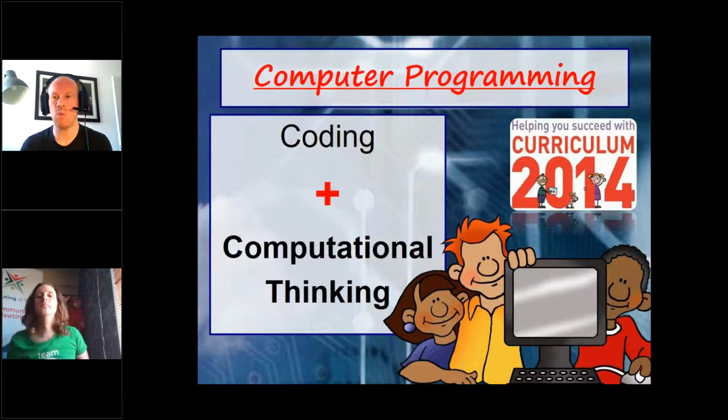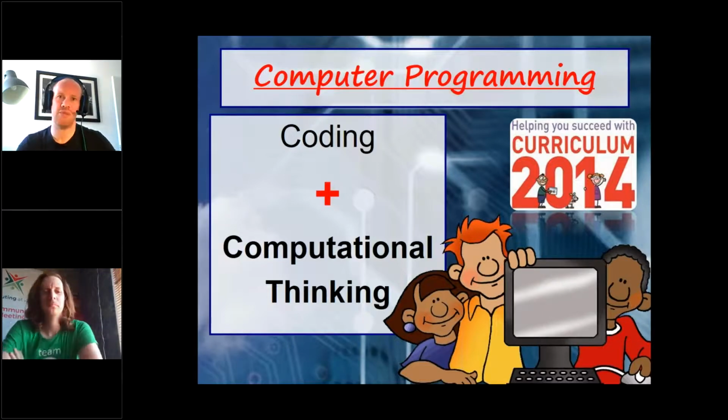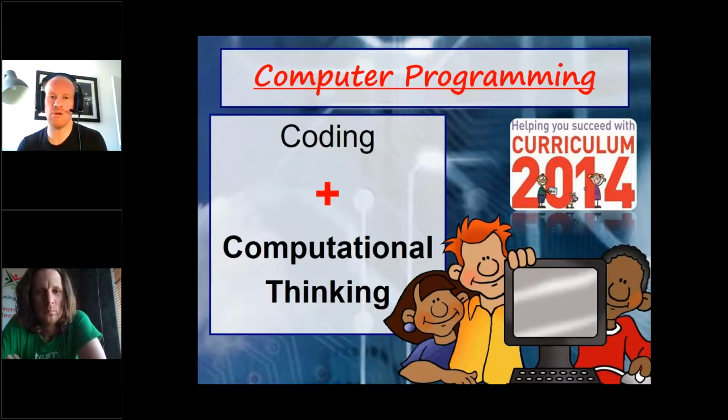If we really want to develop computational thinkers, if we want to develop children that can change the world, then computer science has got to not just be coding. It's got to be coding and computational thinking. I've put computational thinking in bold there because in many ways, for me, that's the more important bit. If you can teach the computational thinking, if children have got that, teaching them how to code becomes easy.